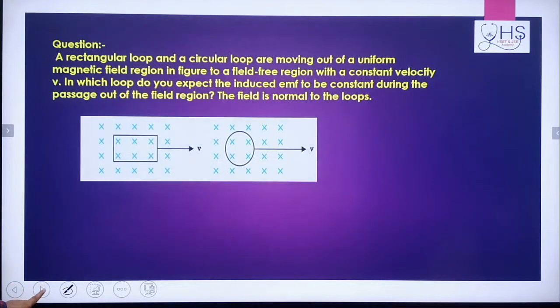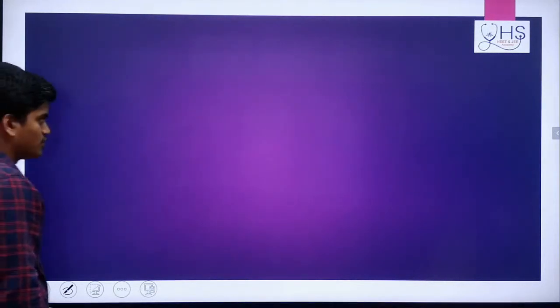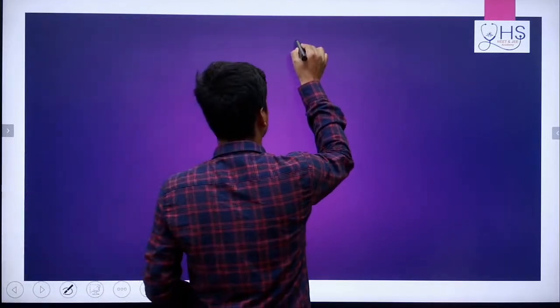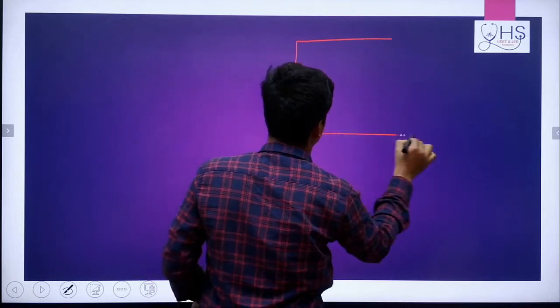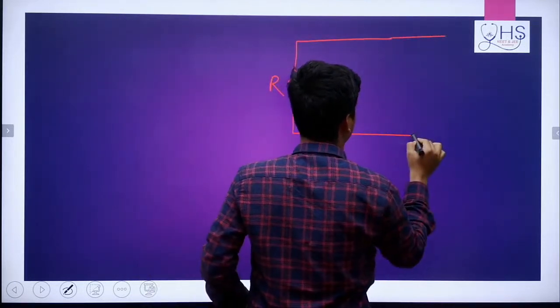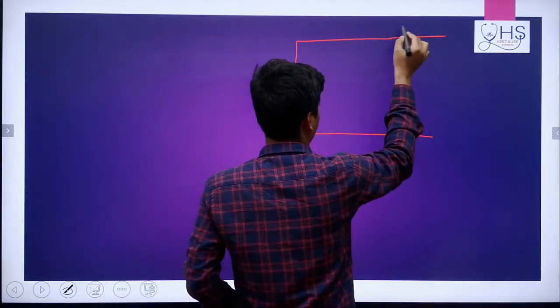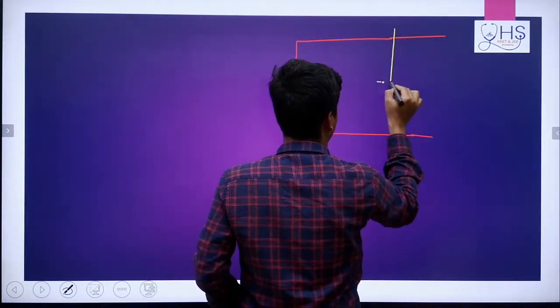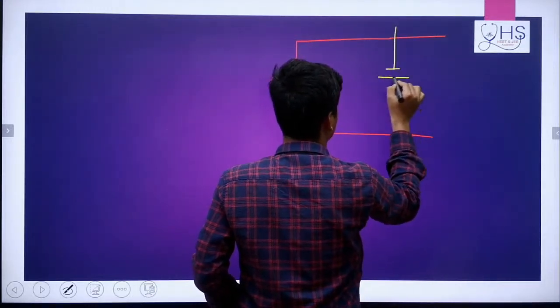Okay. Now here we will write that one. Suppose we have a circuit, and in that circuit one resistance is R and this conductor is moving. So this moving conductor is behaving like a cell, and this terminal we are giving negative, this is positive.